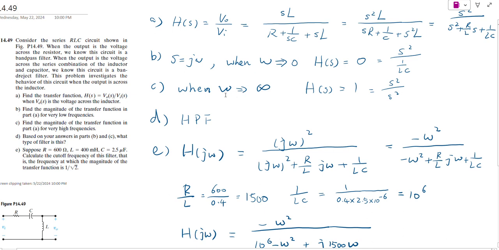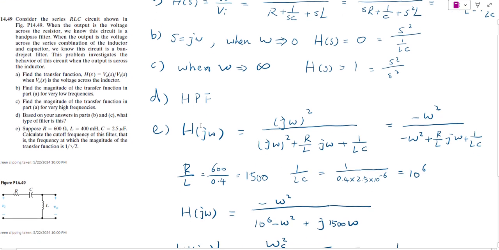But higher frequency, which is part C, you can see for j omega when the omega equals infinity, this constant becomes not important. This is not important compared to s squared, so it becomes s squared over s squared, which is 1. Okay, so this is a high pass filter, very obvious.